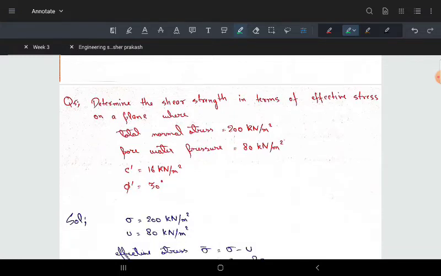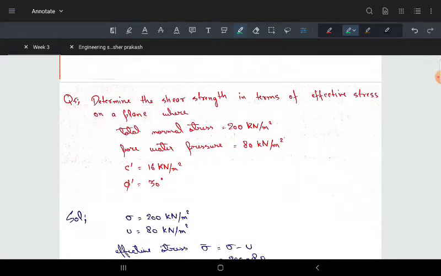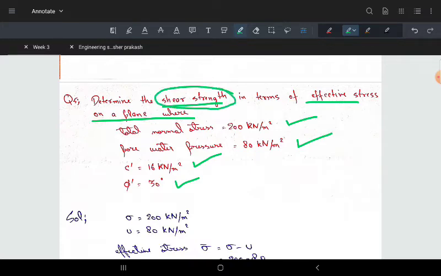Let me read question number 5. Determine the shear strength in terms of effective stress on a plane where total normal stress is equal to 200 kilonewton per meter square, pore water pressure is equal to 80 kilonewton per meter square, C dash is equal to 16 kilonewton per meter square, phi dash is equal to 30 degrees. Here we have to find the shear strength of the soil in terms of effective stress.